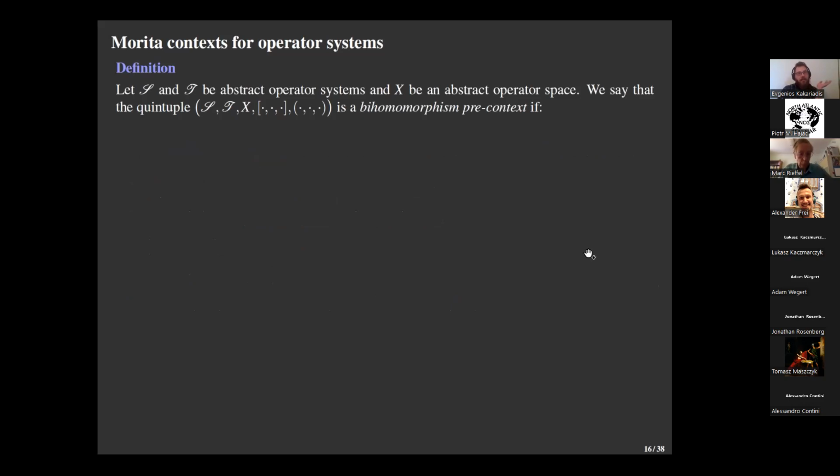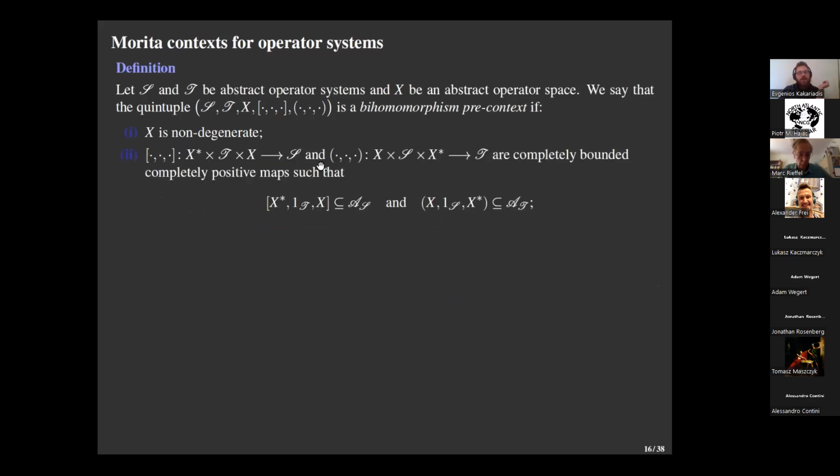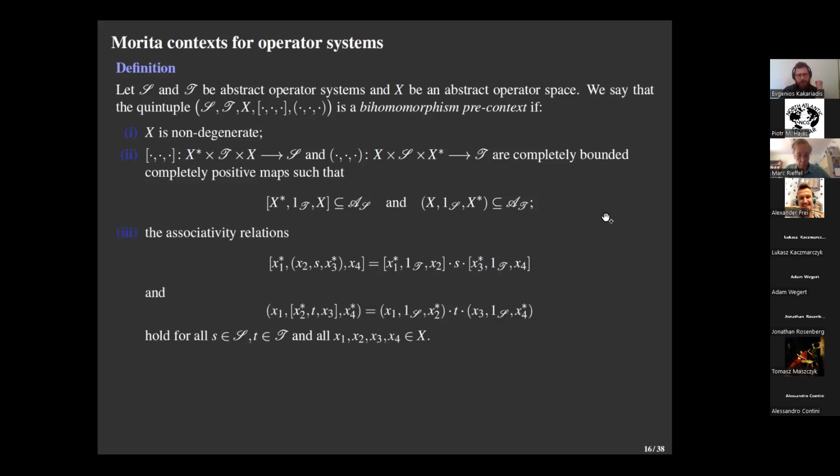On the other hand, for the bihomomorphism context, again, you start with a pre-context. That means that you have S, T operator systems and now an operator space X that is non-degenerate. And the trilinear maps, what you ask from them is that when you apply on the unit, whatever you choose for X and X star, you land in the multiplier algebra of S and the dual for that. And we'll see why this is important.